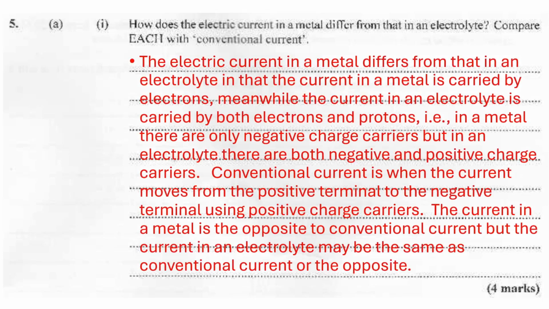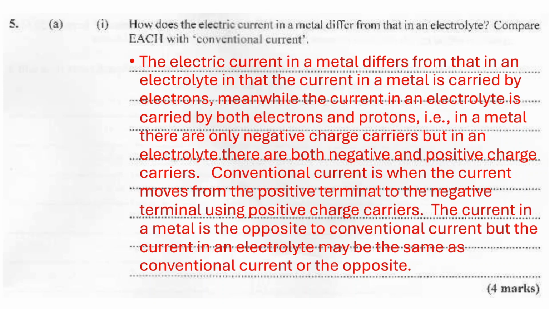Well, you can say that the electric current in a metal differs from that in an electrolyte in that the current in a metal is carried by electrons only. Meanwhile, the current in an electrolyte is carried by both electrons and protons. That is, in other words, in a metal, there are only negative charge carriers. But in an electrolyte, there are both negative and positive charge carriers.